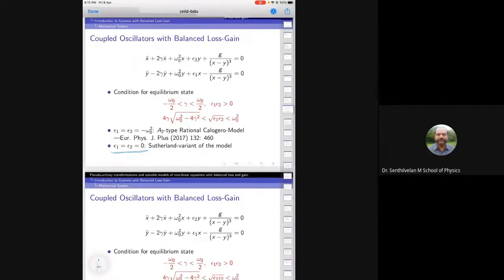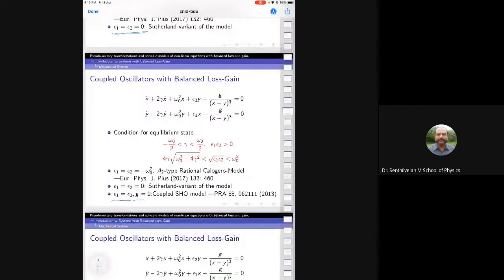And if we take epsilon 1, epsilon 2, as well as this 1 by cube term equal to 0, this is called the Bender coupled simple harmonic oscillator. This appeared in Physical Review A. After that, this balanced loss gain system got a big impetus after this paper. And not only that, the model for epsilon 1 equal to epsilon 2 and g equal to 0 describes some oscillations observed in microcavities.